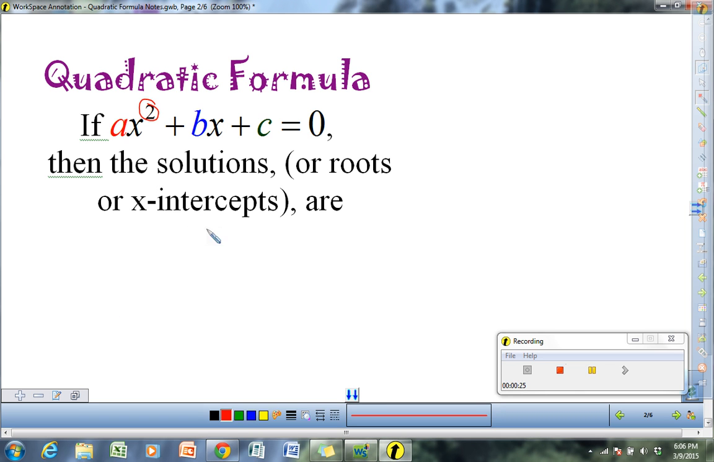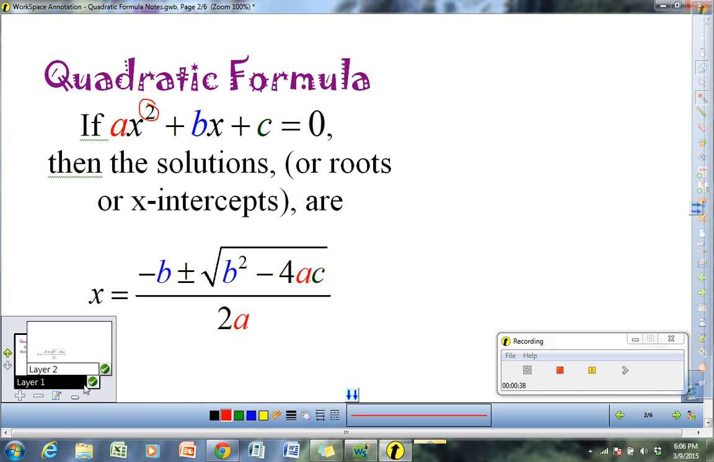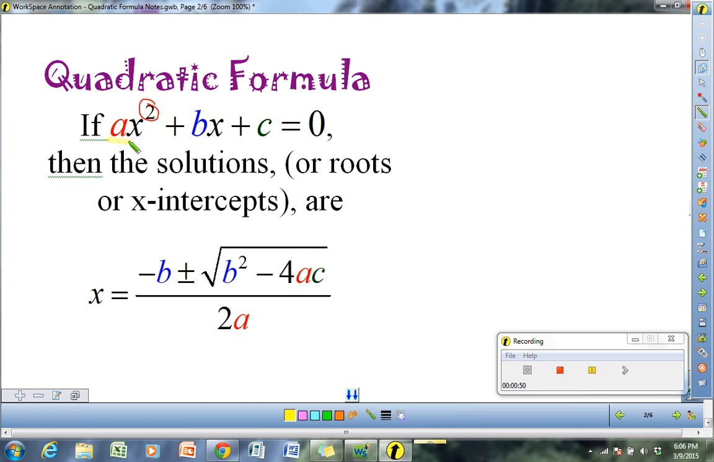If ax squared plus bx plus c equals 0, then the solutions, or roots, or x-intercepts, which are another name for solutions, are x equals negative b plus or minus the square root of b squared minus 4ac all over 2a. So all we are doing is replacing our a with our a here in the equation, our b with our b, and lastly our c term with our c.